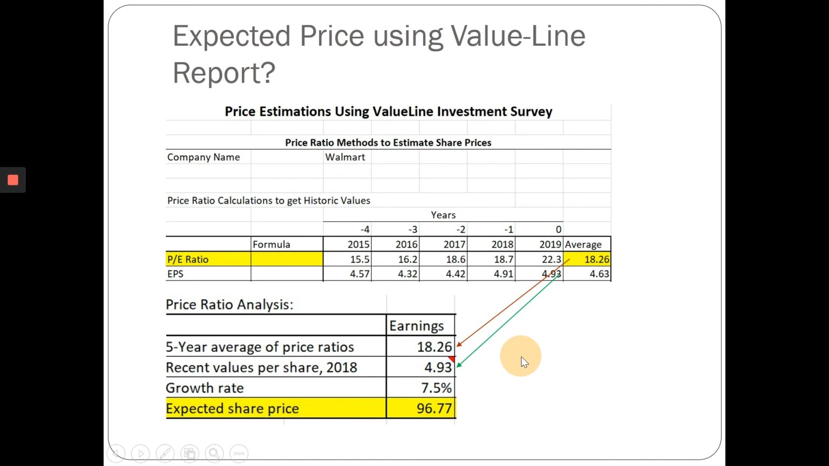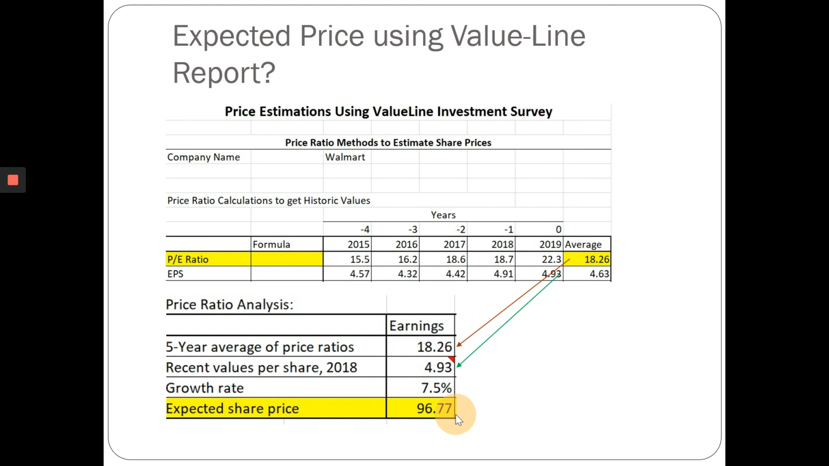You can go back within this video to the previous slide, and you can see that for the earnings, the growth rate was 7.5%. So if I multiply this 4.93, which is the recent earnings per share, with 1 plus 7.5%, and then multiply it with the historical average of the price earnings ratio, which is 18.26, I'll get that the expected share price is $96.77 for Walmart. This will be the price by 31st December 2020.